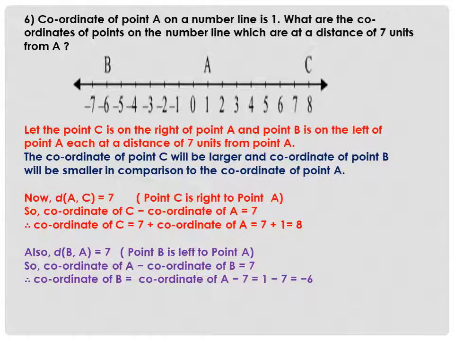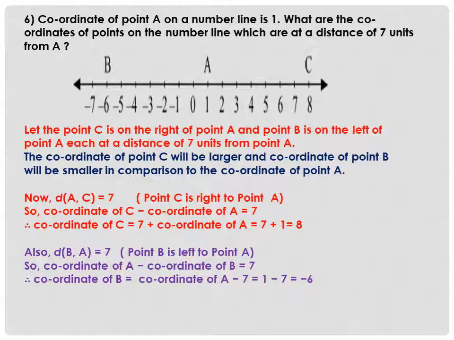When you show it on the number line, you easily see the coordinates and say point C coordinate is 8 and point B coordinate is minus 6. But how to solve that? For that, I consider the coordinate of point C will be larger and the coordinate of point B will be smaller in comparison with the coordinate of point A, because C is on the right hand side, so C is the larger coordinate, and B is on the left hand side, so the left hand side is the smaller coordinate. Then first we consider distance AC. Now distance AC, the distance they already gave us, is 7.